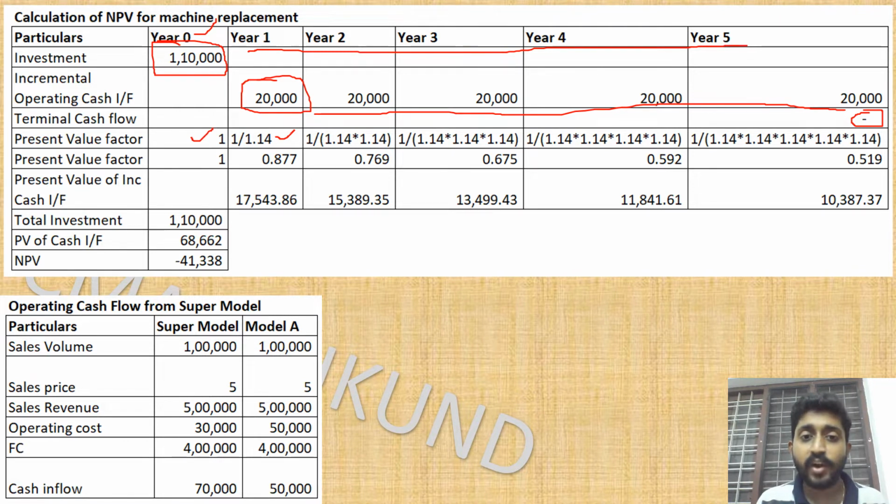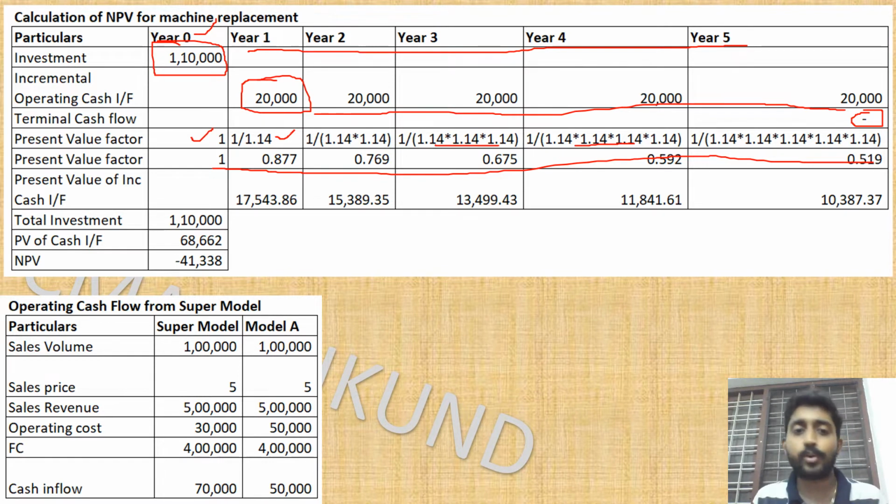In the same way, for the second year, 1 divided by 1.14 times 1.14. For the third year, multiply 1.14 three times. For the fourth year, 4 times, and for the fifth year, 5 times. So if some other question asks you for 10 years, you have to calculate this for the 10 years, if present value factors are not given in the question. If it is given in the question, just take it and put it. Now you can use the calculator to find this decimal value, and I have found the decimal value here, but this is already given in the question. I am just showing you, in case it is not given, so you don't panic. You can easily calculate it with this formula.